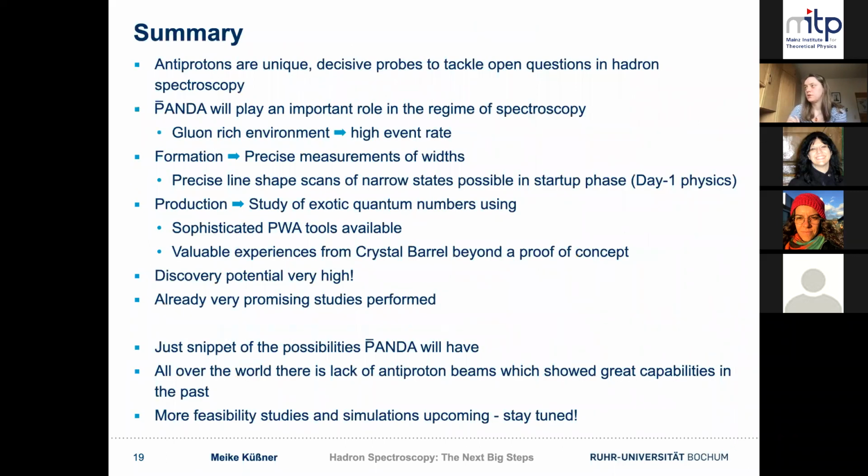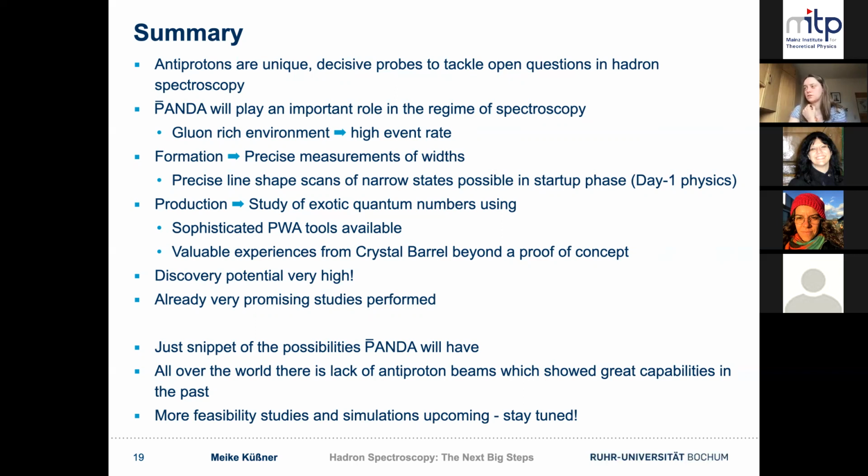So as a summary, I probably have shown you that antiprotons are unique and decisive probes to tackle open questions in hadron spectroscopy. And hopefully PANDA will play an important role in the regime of spectroscopy. And due to the gluon-rich environment, we expect high event rates. In the formation, PANDA will be able to measure precisely the different widths with line shape scans, for example, of the X3872. And this is already day one physics.